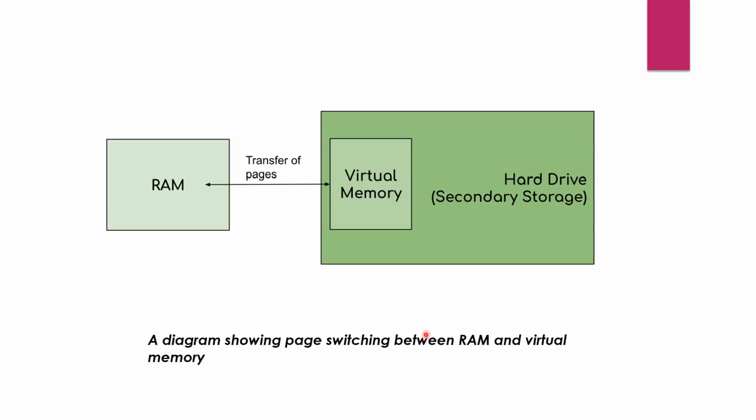So this happens. This is my secondary storage, and there is some portion which is virtual memory. And inside the RAM, there is some data which is not currently in use. So the CPU will transfer those pages to the virtual memory, and then whenever we need those pages, they will be transferred back to RAM. This concept is called page switching.